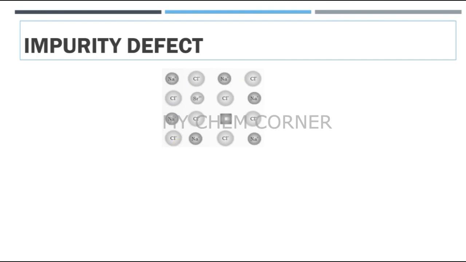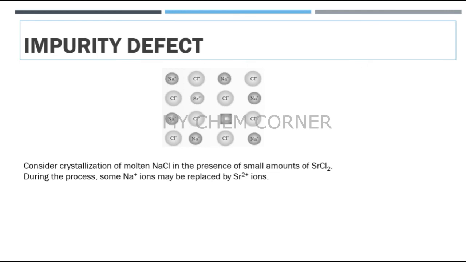But what is the impurity in this? Strontium. If you see here, Sr2+ is the impurity. How does this happen? When does it happen? All this is what we're going to learn under this. Here, you're going to consider crystallization of molten NaCl in the presence of a small amount of SrCl2. When you do crystallization in the presence of it, what will happen? Some of the Na+ ions can be replaced by Sr2+ because it's happening in the presence of SrCl2. Some of the ions here are going to get replaced with strontium ions.